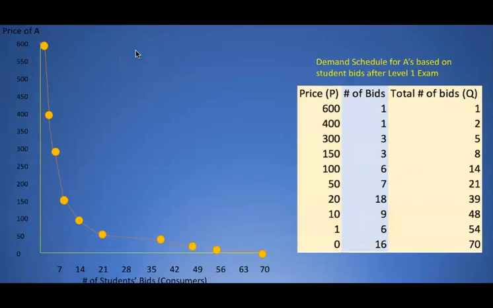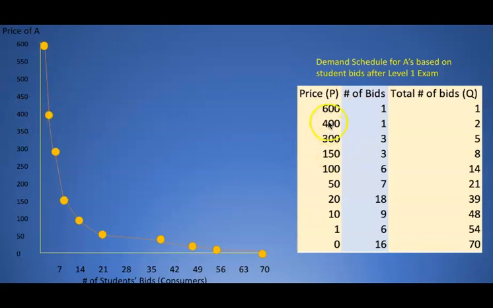So here is what your graph looks like now that I've taken the schedule and I went to $600, which is the vertical axis on a demand curve. It's going to show the price of a product. In this case, the product is an A in economics. And we had one person bid it, so I placed a dot approximately at 1. The next highest bid was 400, so we had one bid there. So that's a grand total of 2 people that would be willing to pay $400.